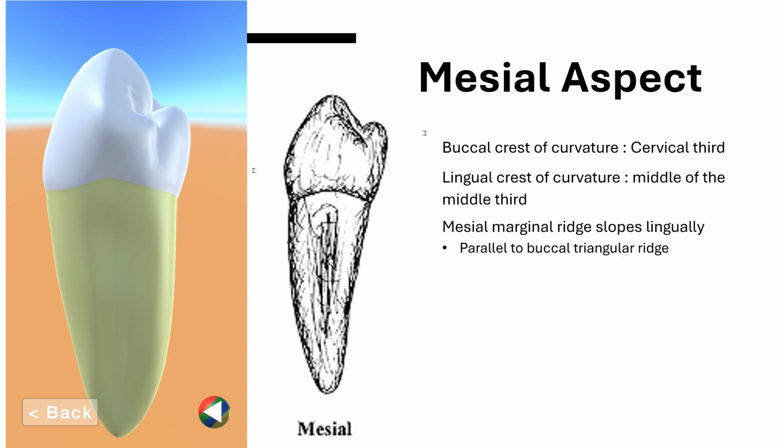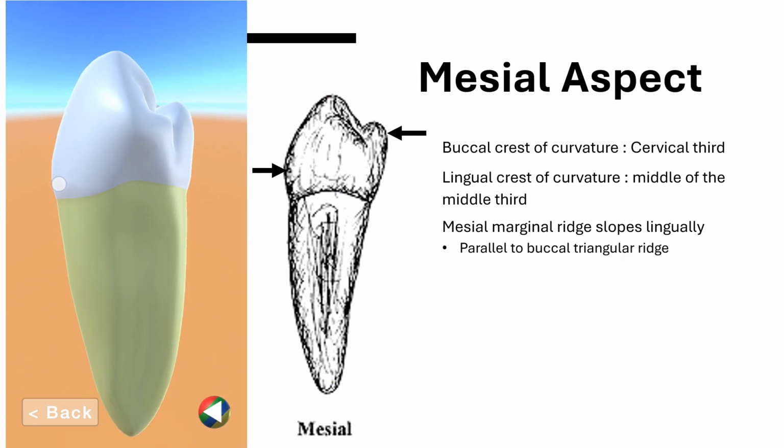The buccal crest of curvature is more in the cervical third, may come till the middle third also, sometimes in some specimens. But the lingual crest of curvature is almost always in the middle of the middle third, and it is very close to the cusp tip. So the cusp tip is here and the crest of curvature is somewhere in this region, which is very close to that.